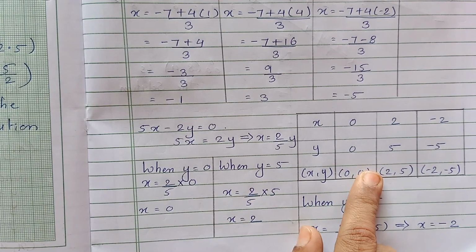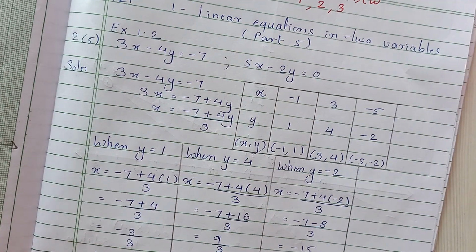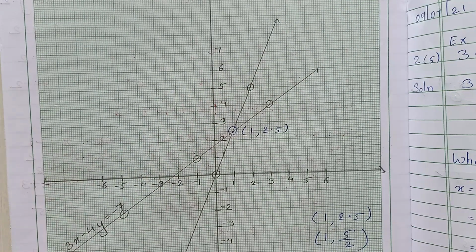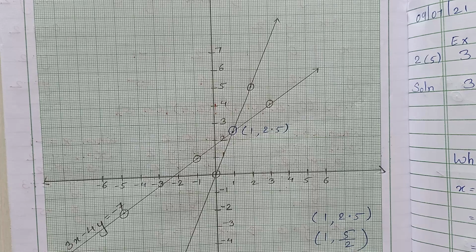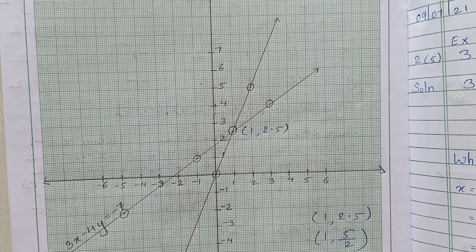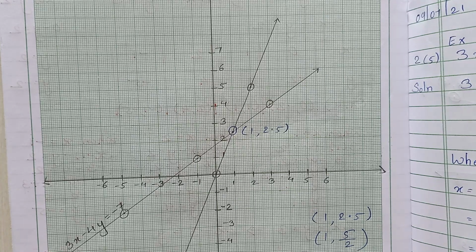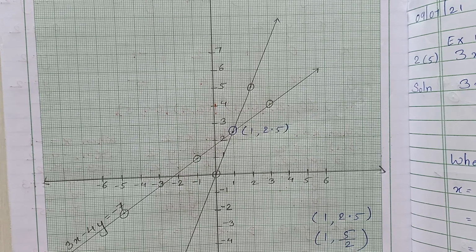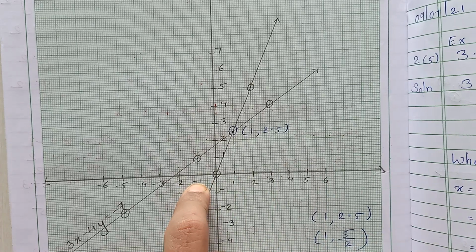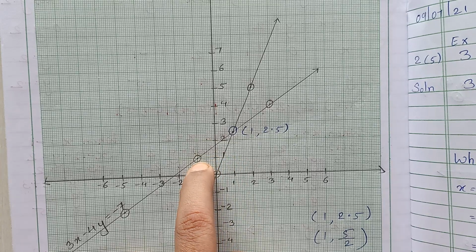Now once the table is ready, table number 1 and table number 2, then we shift to the graph paper. The first thing that we do in the graph paper is we draw the x-axis and y-axis. So once the x-axis and y-axis are ready, then we start plotting the points. See the table and start plotting the points. The first point is minus 1, 1. Minus 1, 1 means in x-axis minus 1, in y-axis 1. So minus 1 and 1 is this point.